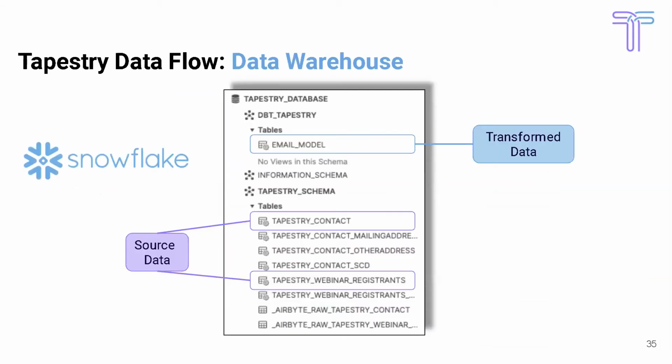Once the data from both Zoom and Salesforce have made it into our Snowflake warehouse, we can transform the data by combining both lists and removing duplicate entries. You can see the two tables highlighted in purple. The Tapestry webinar registrants table has all of our Zoom data, and the Tapestry contact table has all of our Salesforce data. The email model table that is highlighted in blue is the newly transformed table that we will sync to our MailChimp account.